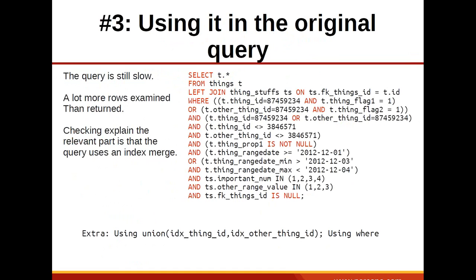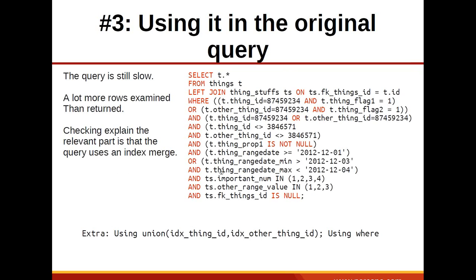Okay, so let's put what we wrote back into the original query. And the original query is still slow even after this optimization. A lot more rows are examined than returned. If we check the explain output, the extra column is showing "using union" of idx_thing_id and idx_other_thing_id. So let's check the query itself.